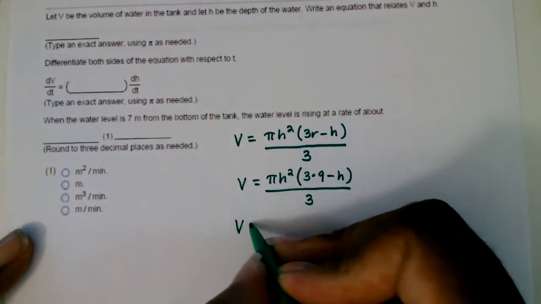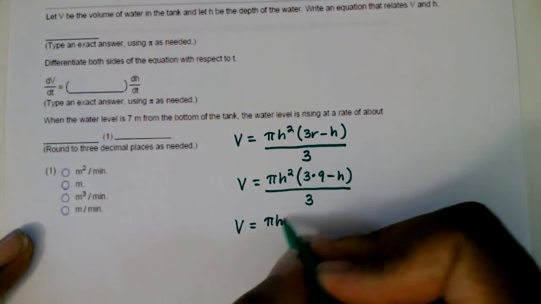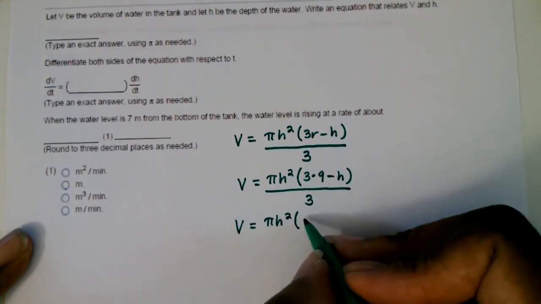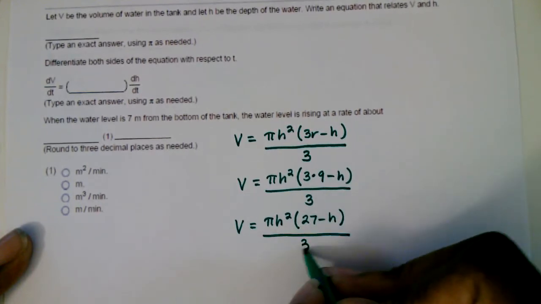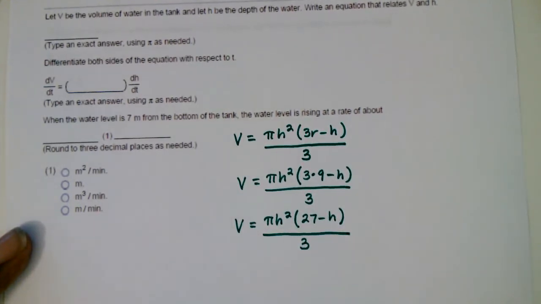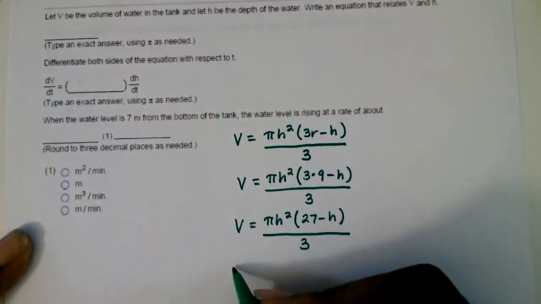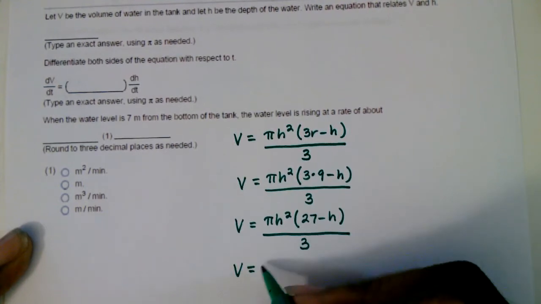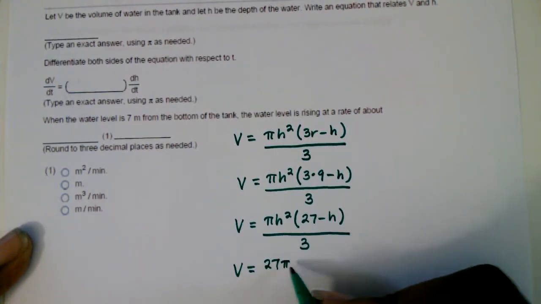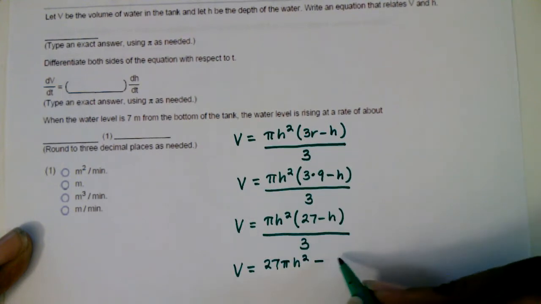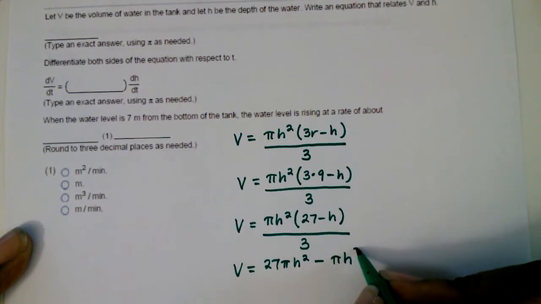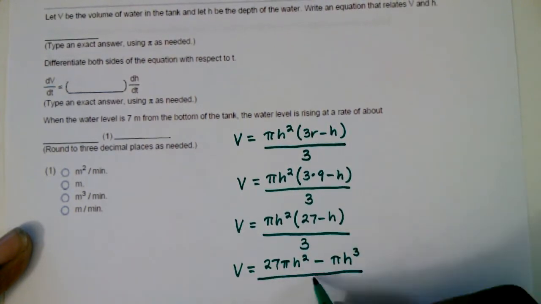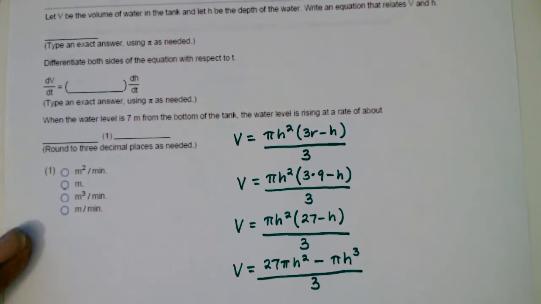Simplify this. This will be V is equal to pi times h squared times 3 times 9 is 27 minus h, all divided by 3. Distribute pi h squared over 27 minus h. This is what you'll get. V is equal to 27 pi times h squared minus pi times h squared times the h here in the parentheses will be h cubed, all over 3.